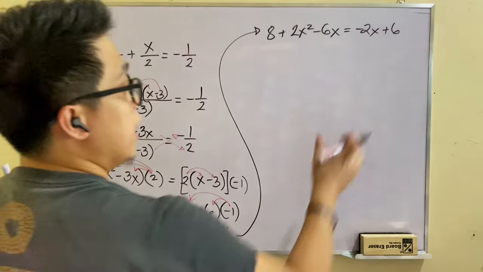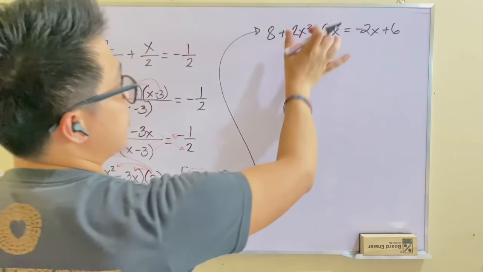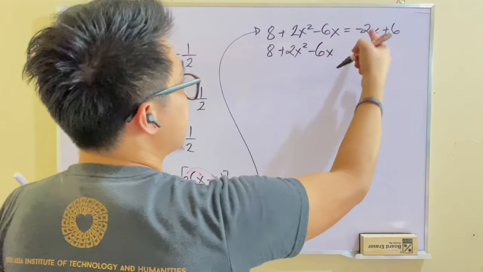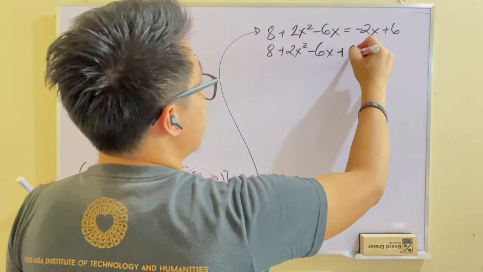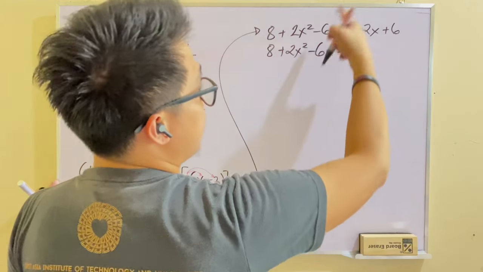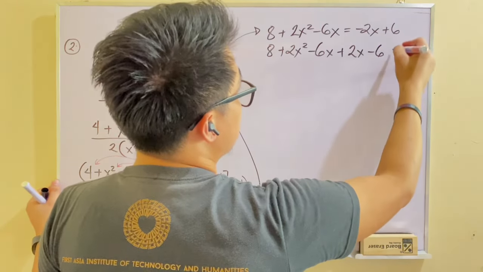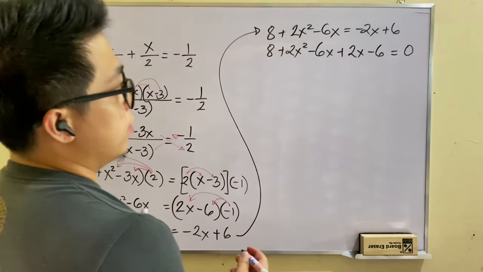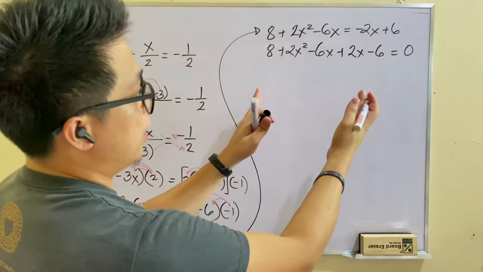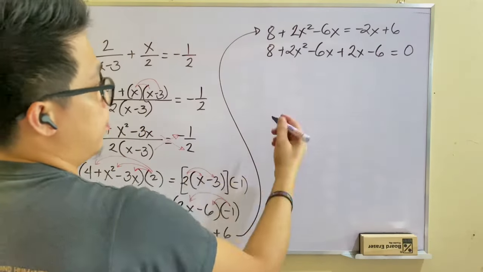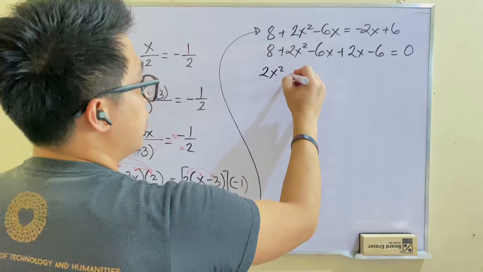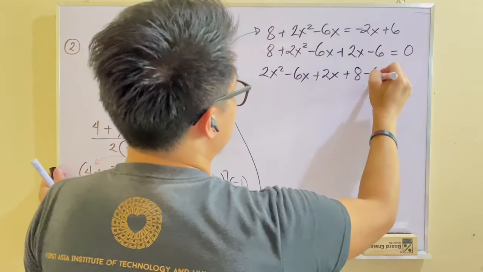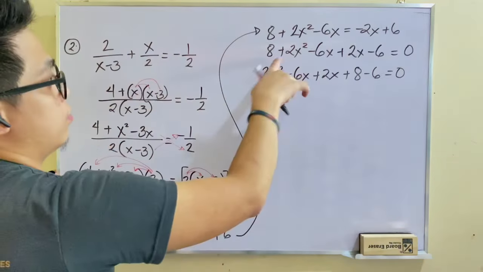Okay. So, lahat ng nasa right side, ilipat natin sa left side. So, 8 plus 2x squared minus 6x, negative 2x, ililipat, magiging positive 2x, 6 malilipat, so magiging negative 6 is equal to 0. So, atin siyang pagsunod-sunurin from the highest exponent. So, 2x squared minus 6x plus 2x plus 8 minus 6 is equal to 0. So, nilipat ko lang sa kabila.